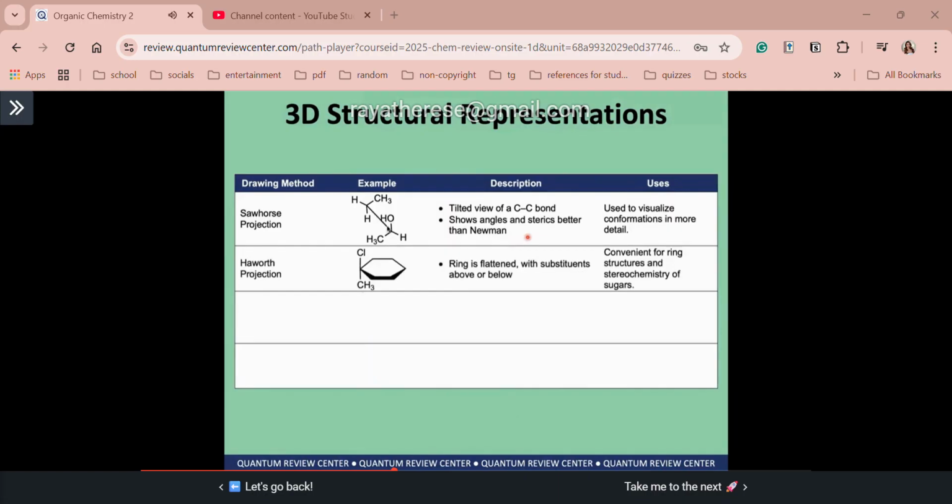Ayan. Thirdly, we have the Haworth projection. So somehow this is partly a 3D structure, but the ring is flattened. So we highlight here kasi class the substituent positioning. It can either be above or below. So usually this is also used for stereochemistry. Clear? For our next two, we discussed this already.